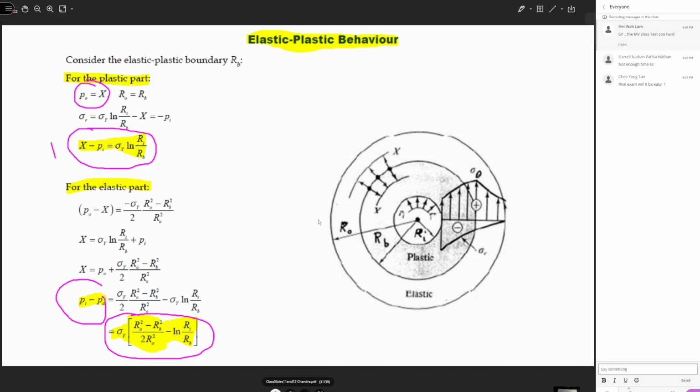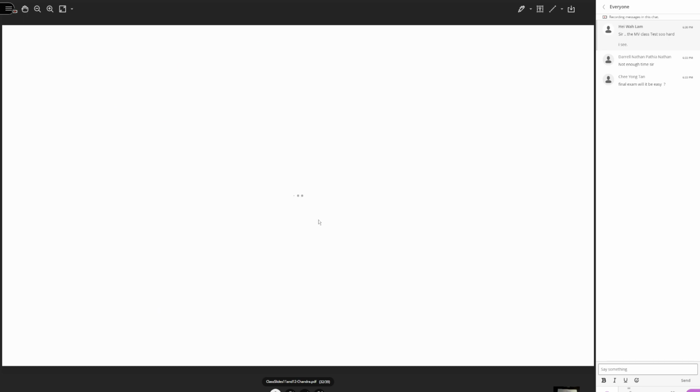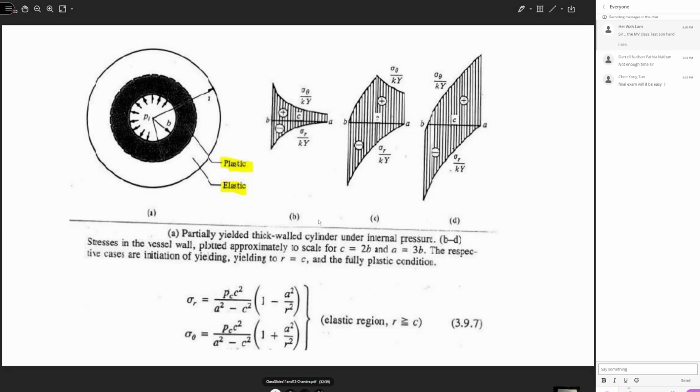So essentially, we are talking about three conditions. One is the yielding condition. Next one, when the thick wall cylinder is fully plastic. And the other condition is when the thick wall cylinder is partly elastic and partly plastic. In all the three cases, we are writing expressions for the radial stress and tangential stress, in terms of the yield stress or the plastic yield stress.